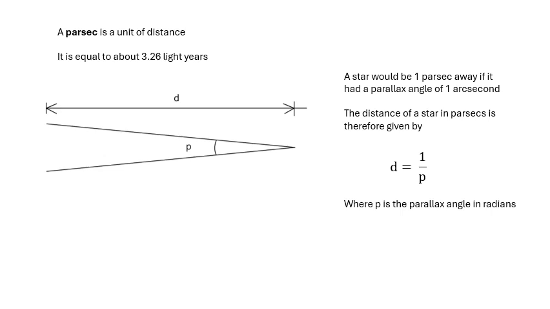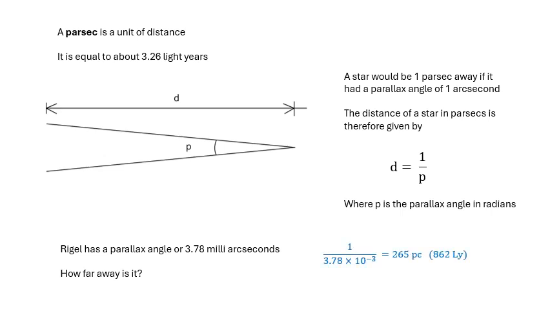The distance of a star in parsecs is therefore given by d is 1 over p, where d is in parsecs and p is the parallax angle in arc seconds. Have a go at that. Rigel has a parallax angle of thingy. How far away is it? And the answer is 265 parsecs, which is about 860 light years.